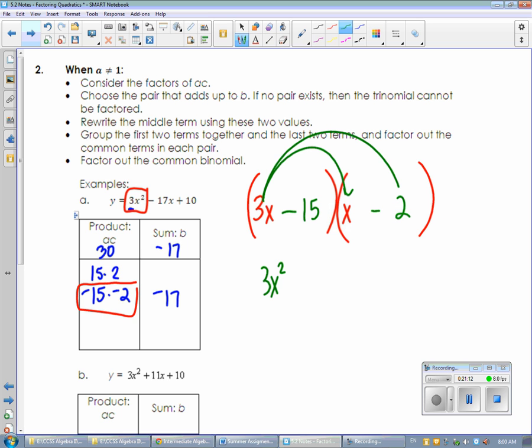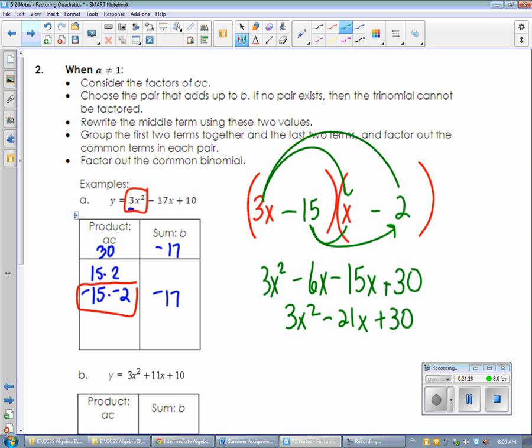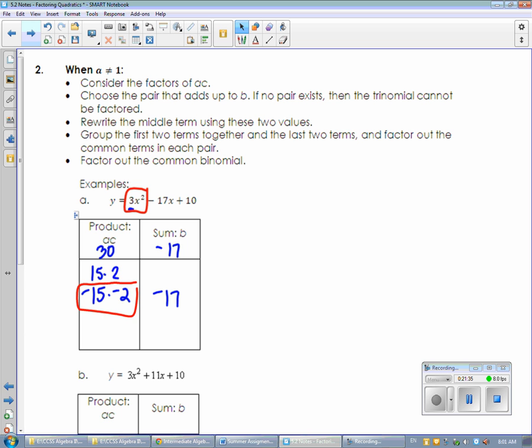But when I do 3x times negative 2, I'm going to get a negative 6x. This is going to give me a negative 15x, and this is going to give me a positive 30 when I multiply. So I end up with 3x squared minus 21x plus 30, which still is not what I started with. So we've got to figure out a different way. And like I said, there's two ways that we can do it. The method that I have here in the instructions is to use a grouping method.